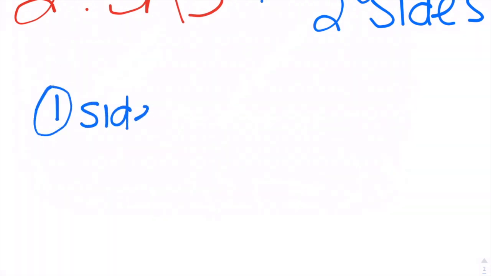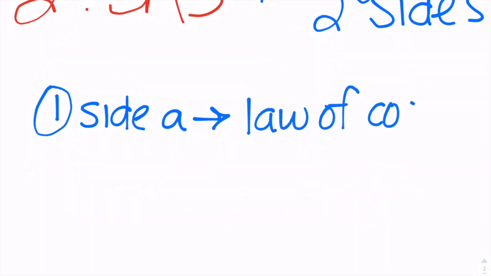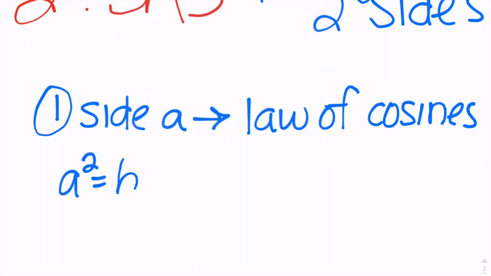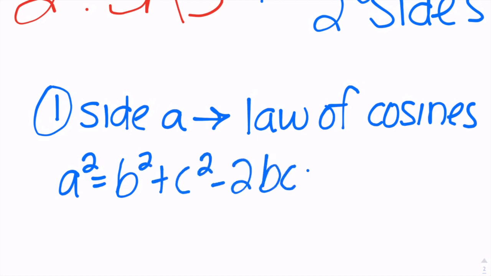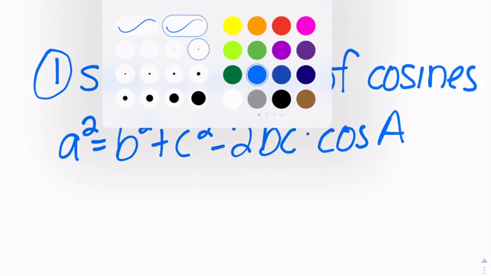And we're going to solve for side A by using law of cosines. And so that means we're going to use a squared equals b squared plus c squared minus 2bc times the cosine of angle A.